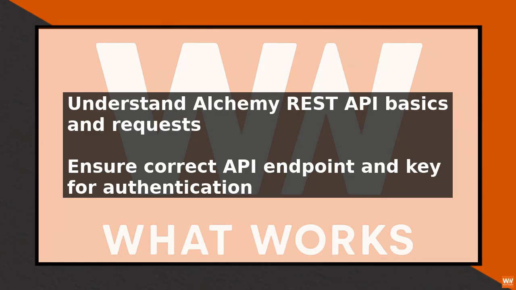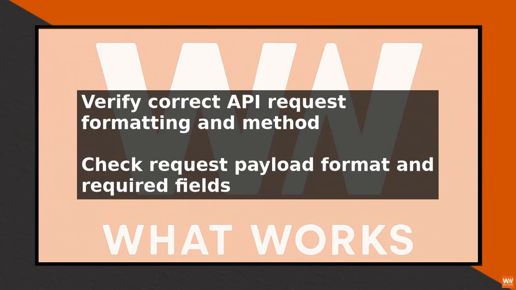First, ensure you have the correct API endpoint and key. The API endpoint is the URL where you send your requests, and the API key is used to authenticate your requests. Double-check that your API key is valid and properly formatted.